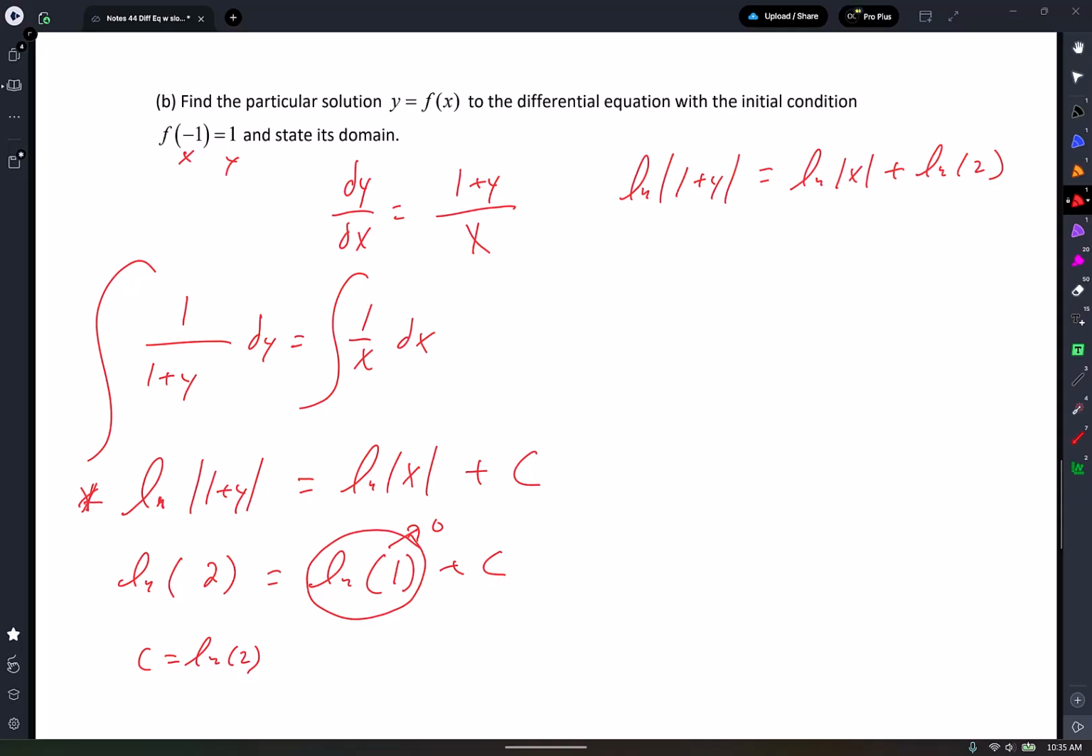Are we still okay? E. So then e to each side, so absolute value of 1 plus y. Plus or minus, oh, you know what? I won't do that. I'll leave it as absolute value. Absolute value of 1 plus y equals, and I'm going to leave it like this, e to the ln of absolute value of x plus ln of 2. We still okay?